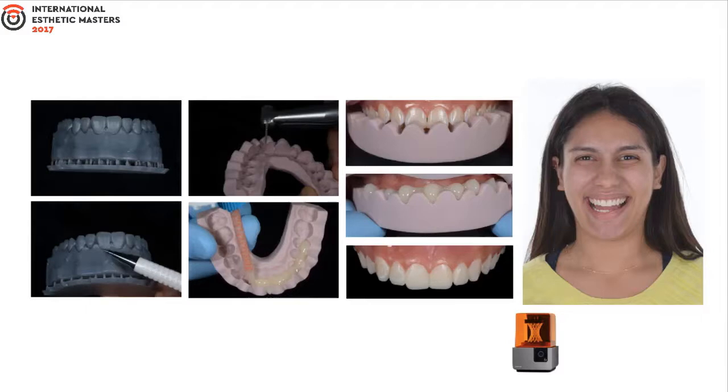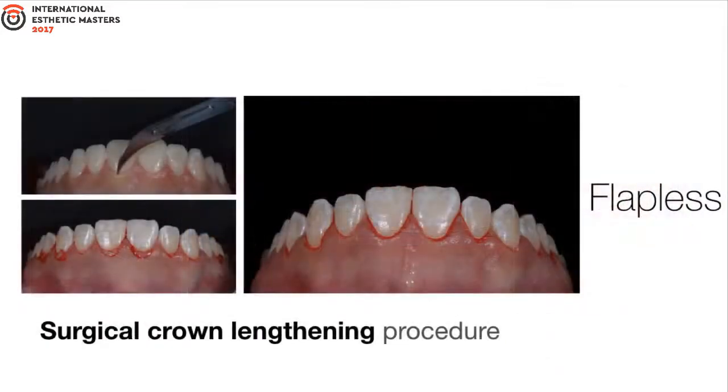The dentist will use the mock-up as a surgical guide, the same way I have explained to you in the chairside smile design workflow. If not, the lab will make the needed adjustments and send the dentist a new 3D printed model. The dentist does the surgical crown lengthening procedure using the mock-up as a guideline.